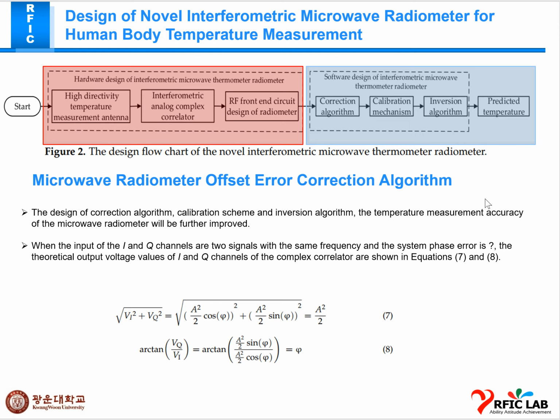The eighth equation is arctan of V_Q upon V_I equal to arctan of (A squared over 2 sin) upon (A squared over 2 cos). The A squared over 2 gets cancelled, and sin upon cos equals 1, so after that only the phase remains. So this becomes the eighth equation.